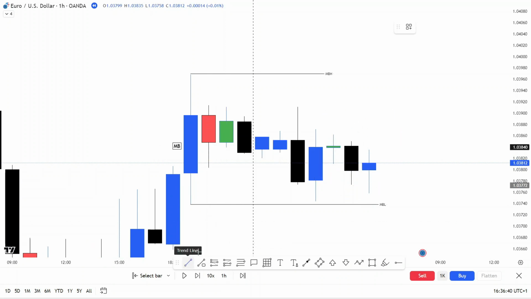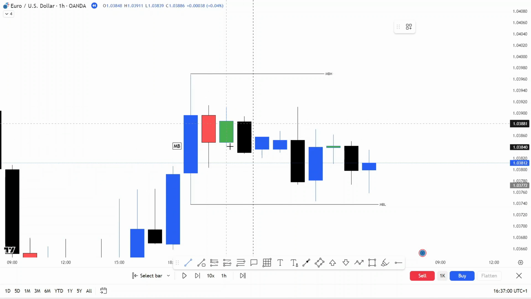The next thing we want to do is to identify the stamps. I call them the KDRC stamps. This stamp gives us a confirmation that price either wants to buy or wants to sell.